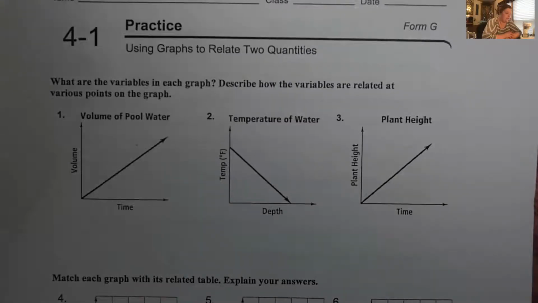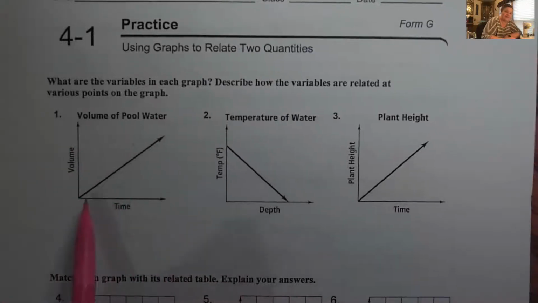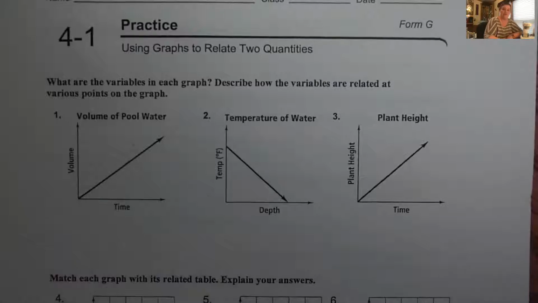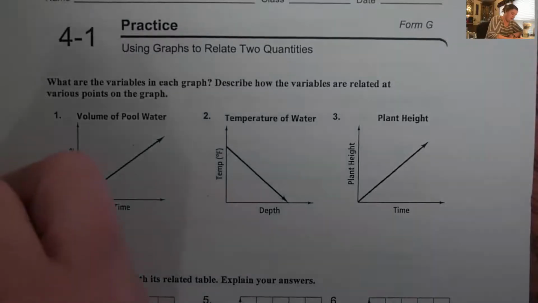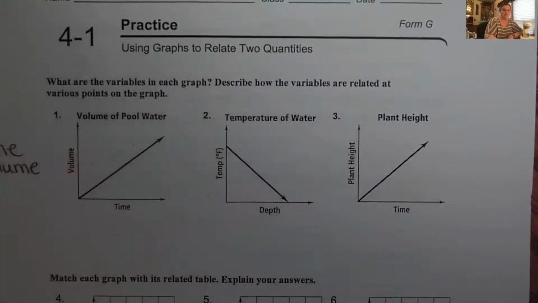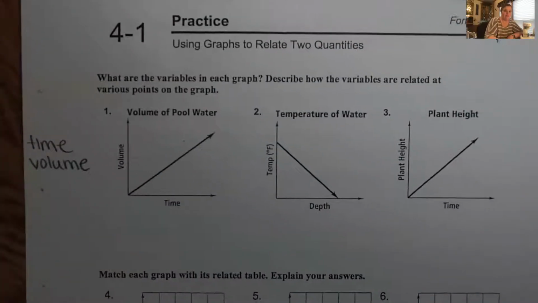Number one, the directions say, what are the variables in each graph? So let's do that first. Number one says the volume of pool water. On my left-hand side, on my y-axis, I have volume. Then on my x-axis, I have time. So what are the two variables? Time and volume. Okay, so I've answered part of the question.